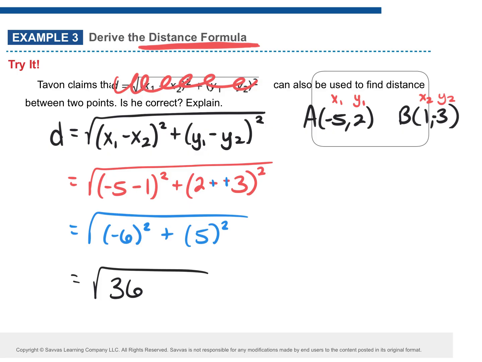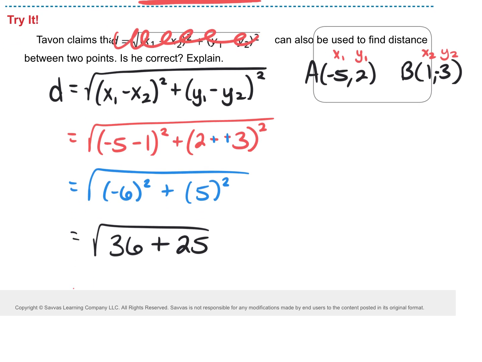So we know this should be a positive 36 plus what's 5 squared? 25. What should we do from here? We've got to add them together first. What's 36 plus 25? 61. Now, if you square root that, what is the square root of 61?